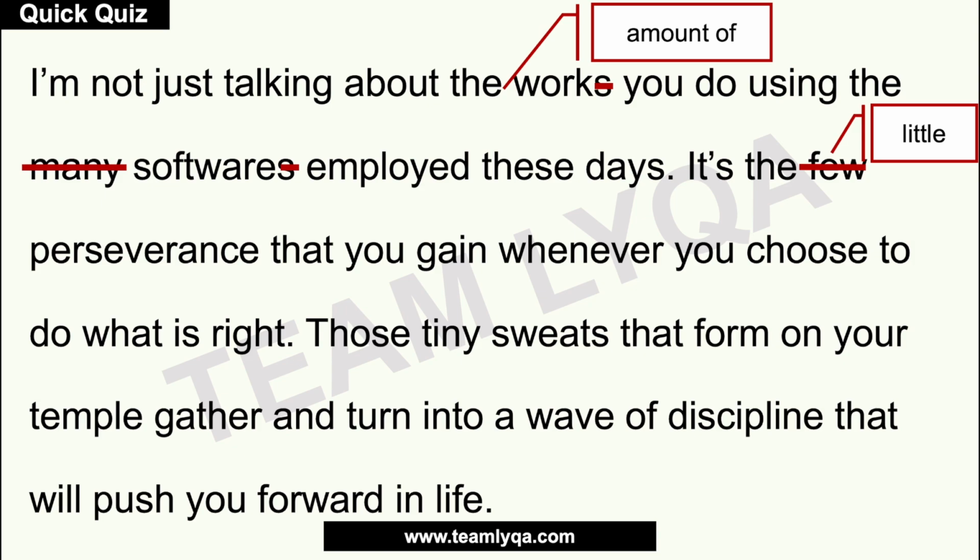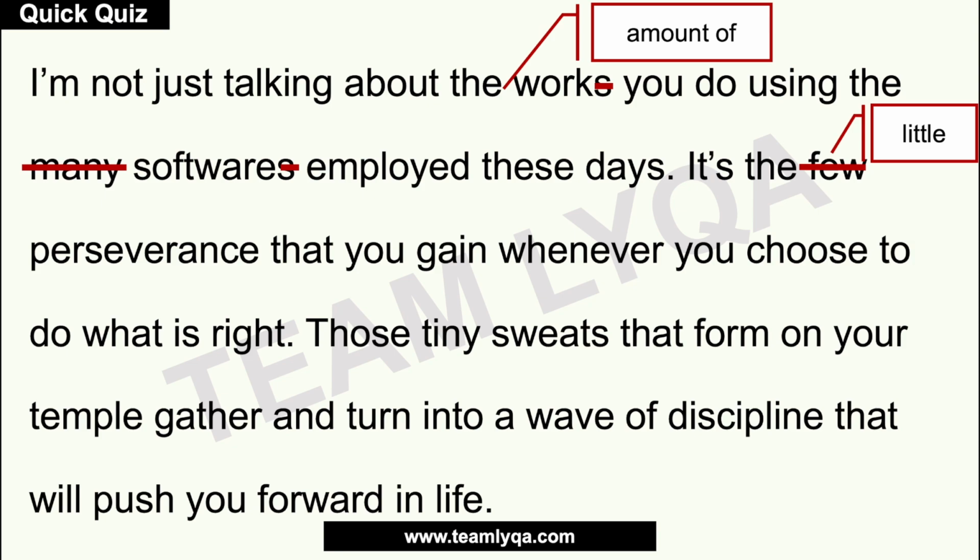It's the perseverance that you gain whenever you choose to do what is right. So, it's the perseverance that you gain. Hindi kailangan ng little, pero kung gusto mong lagyan, pwede mong lagyan. Little lang, hindi pwede ang few. Okay? Those tiny sweats that form on your temple.